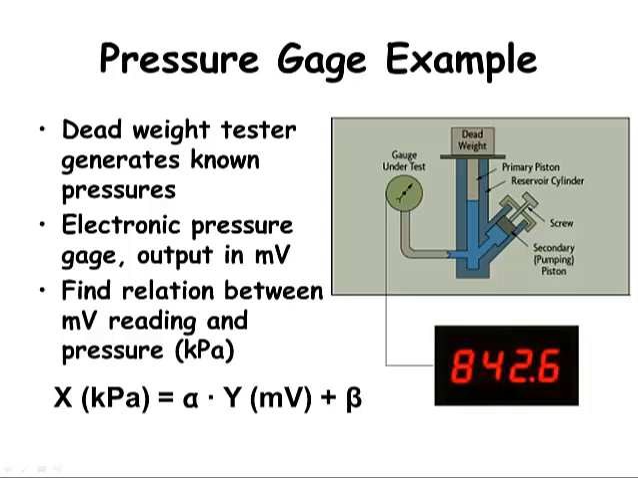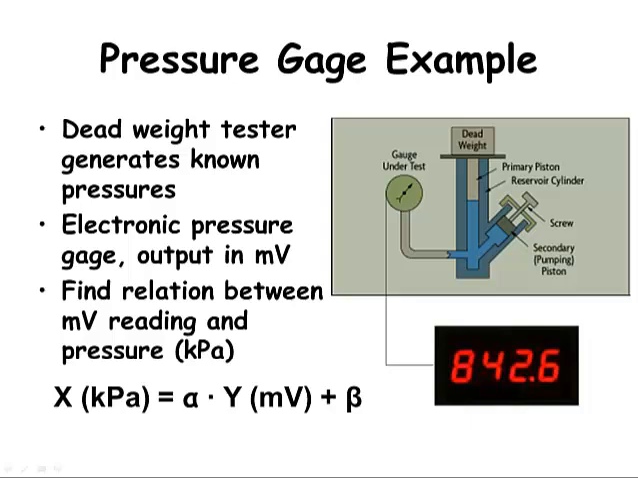For our example, we will assume that we are using the deadweight tester to calibrate an electronic pressure sensor. The sensor has a digital output that gives a millivolt reading. What we want at the end of our calibration procedure is a relation that gives us the pressure in kilopascals given the pressure transducer millivolt reading. We will write the final calibrated expression as x equals alpha times y plus beta.